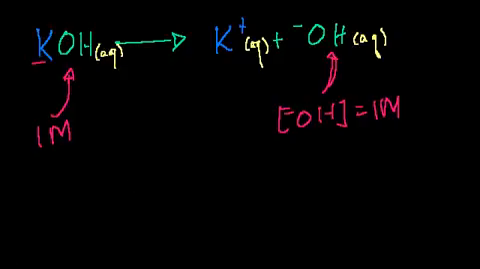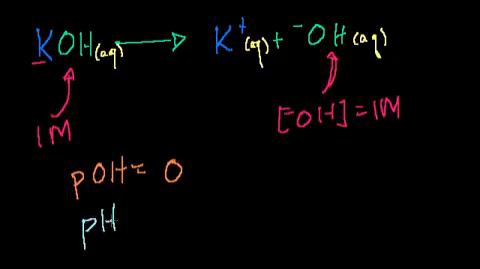So what is your pOH? pOH is just the negative log of this. The log of 1 is 0. The negative of 0 is 0. And then your pH in this circumstance, well, you could say, oh, well, it was the hydrogen concentration. You don't know what the hydrogen concentration is, but you know that when you throw a bunch of this stuff in, it's going to sop up a bunch of hydrogen. The hydrogen is going to go down a lot.